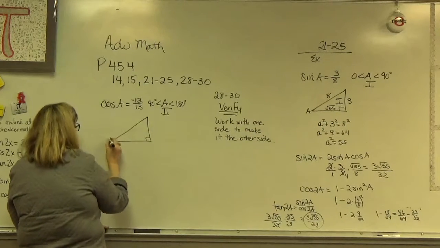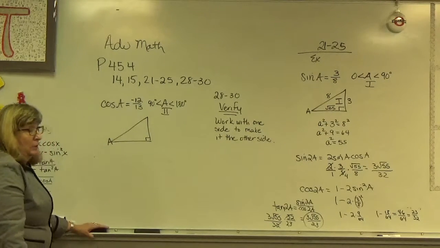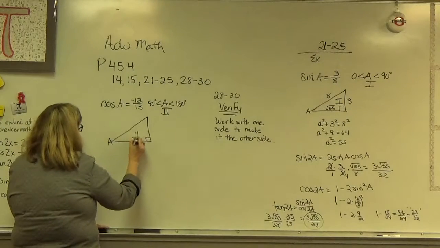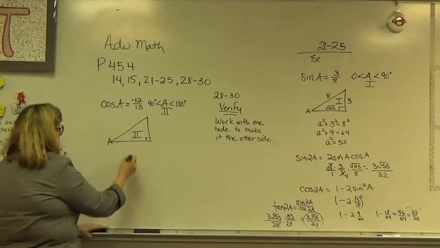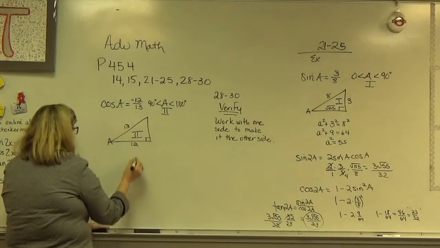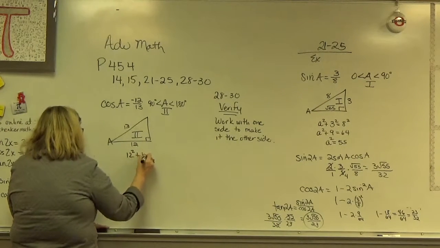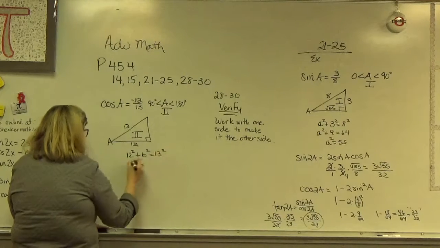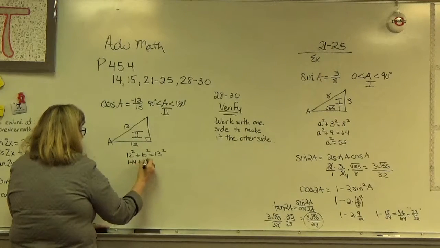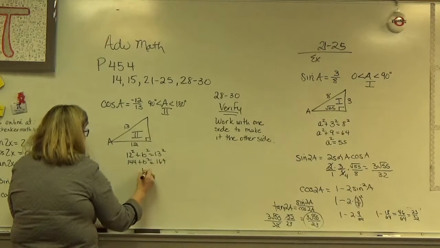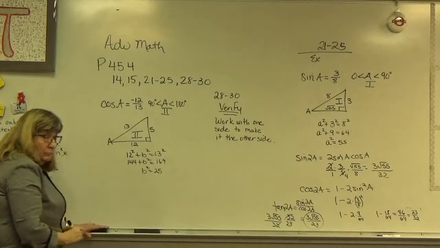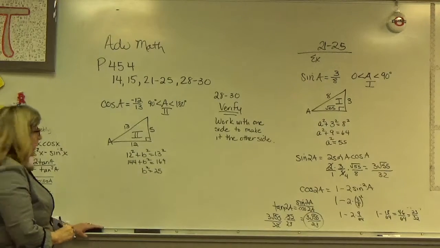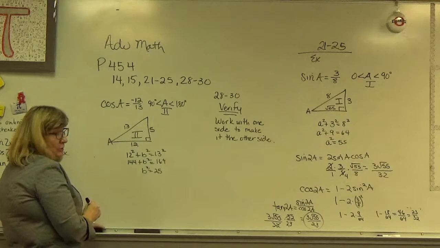So you set up your triangle. We're in the second quadrant. And what's cosine by definition? So this would be 12 squared plus b squared equals 13 squared. So we're gonna get 5. You good there? Now, what are we supposed to find now that you got your triangle set up?